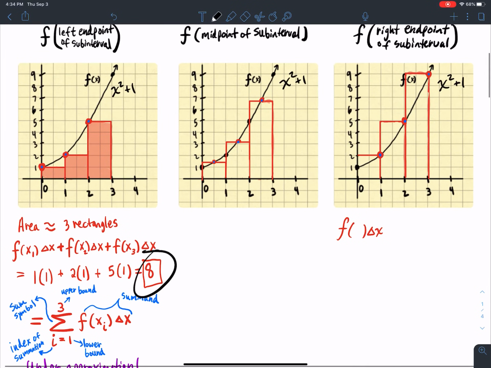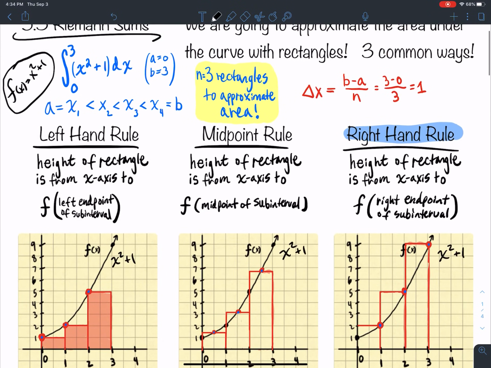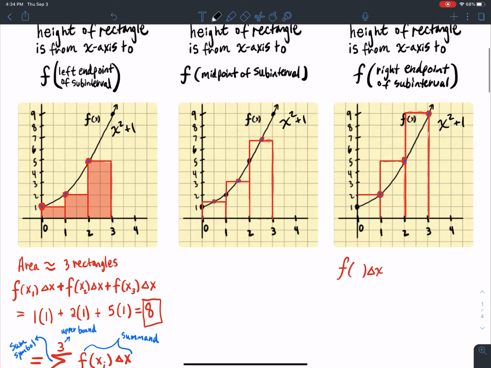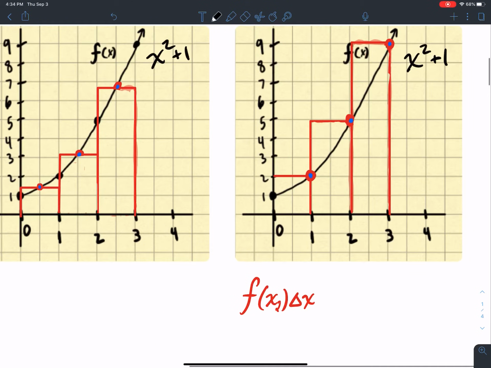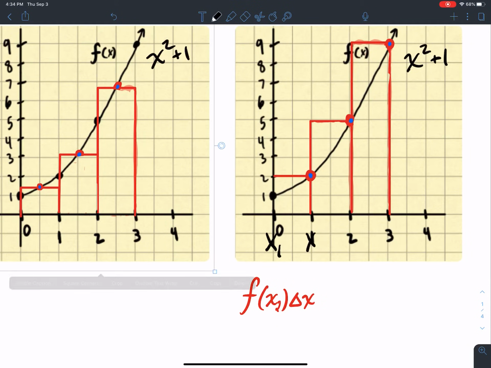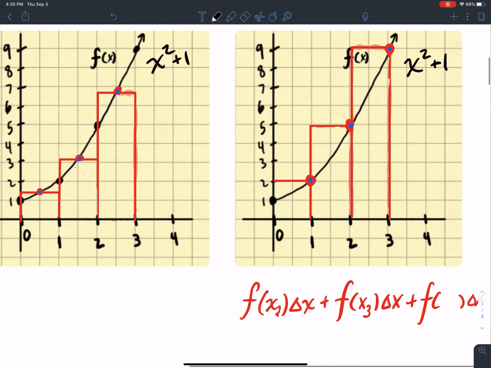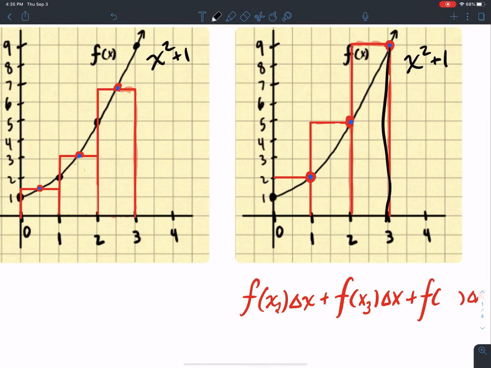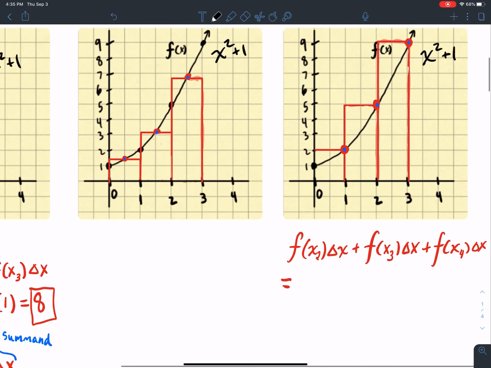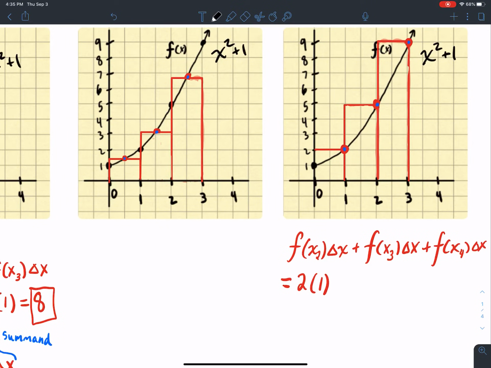So an under approximation here of 8 and an over approximation here, let's run through the math. Remember this was x1, x2, x3, and x4, right? So I'm going to plug in x2 to get the height of that first rectangle. Then I'm going to do x3 for the height of the second rectangle multiplied by the delta x. Then I'm going to do x4 for the height of that last rectangle.